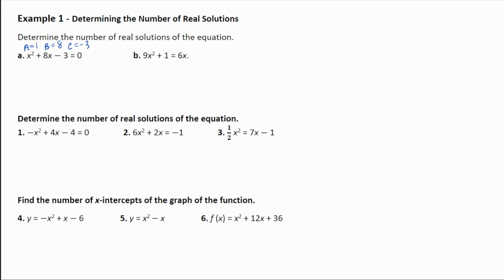Okay. So when I go in here and I do b squared minus 4ac, that's going to be b squared is 64. Minus 4 times 1 times negative 3. So 64 plus 12. And that's going to be greater than 0. So I can conclude that this has two real solutions.